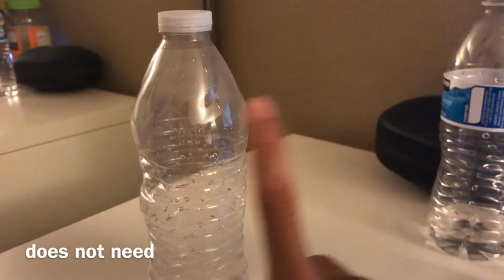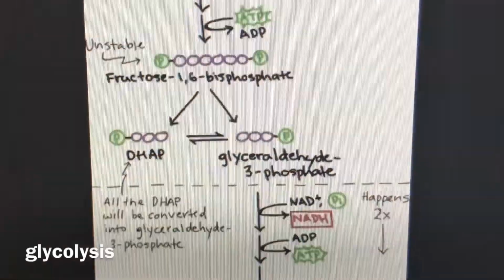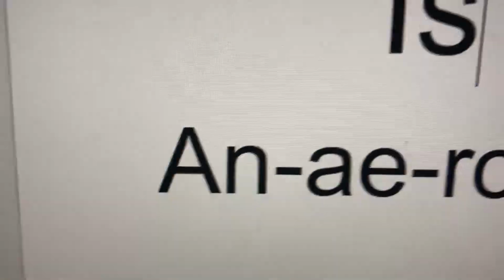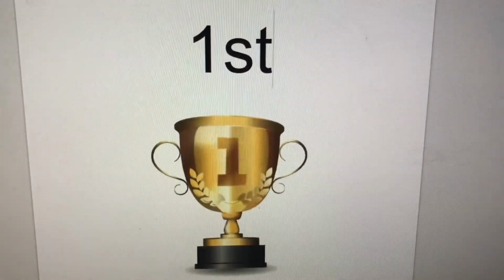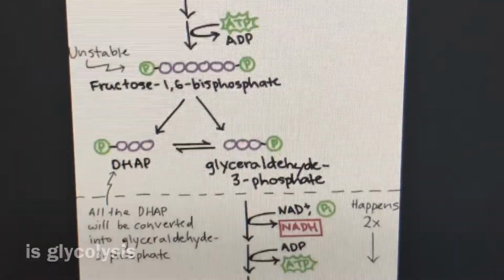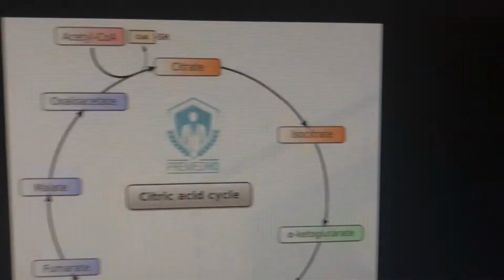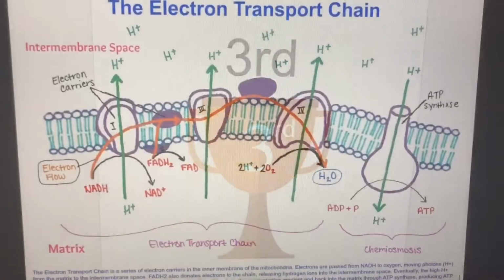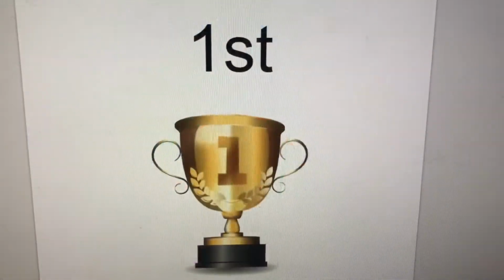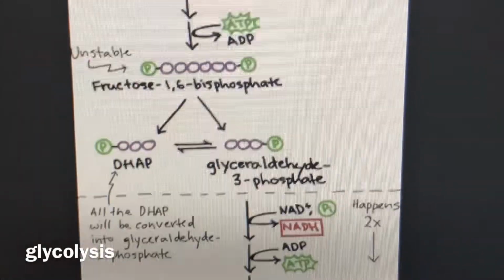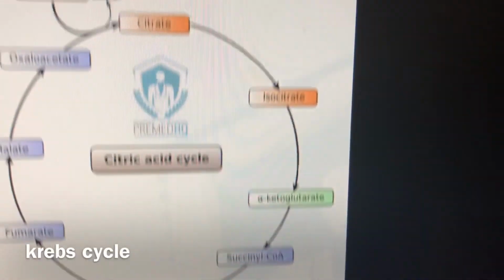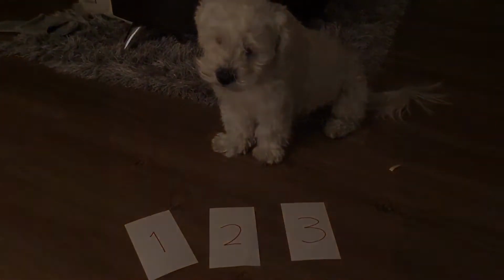Glycolysis does not need oxygen, therefore glycolysis is anaerobic. First is glycolysis, then Krebs cycle, then ETC. There are 3 stages.